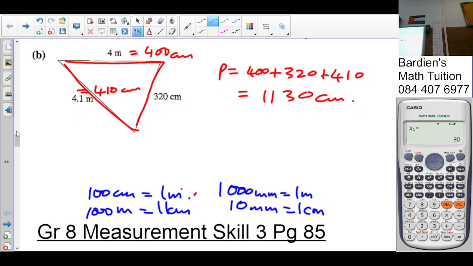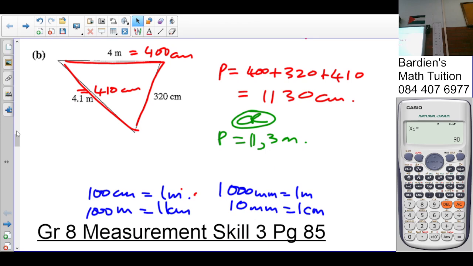Or for the people who worked in meters, your perimeter would have been 11,3 meters. People, you guys understand? No? Right, let's carry on.